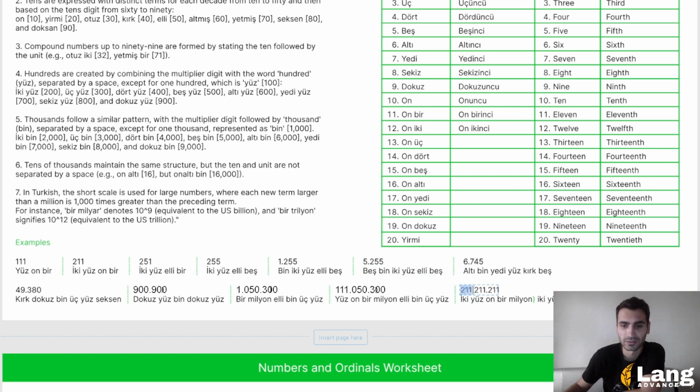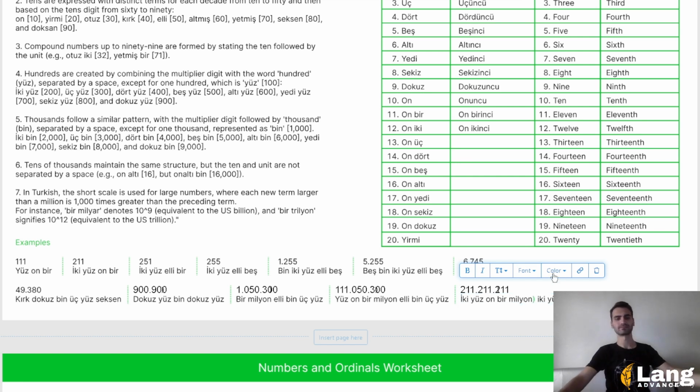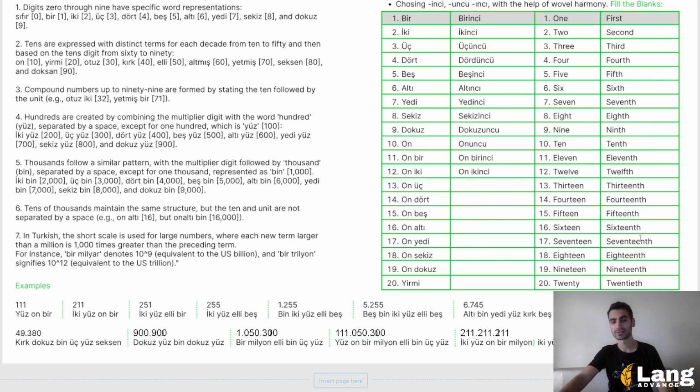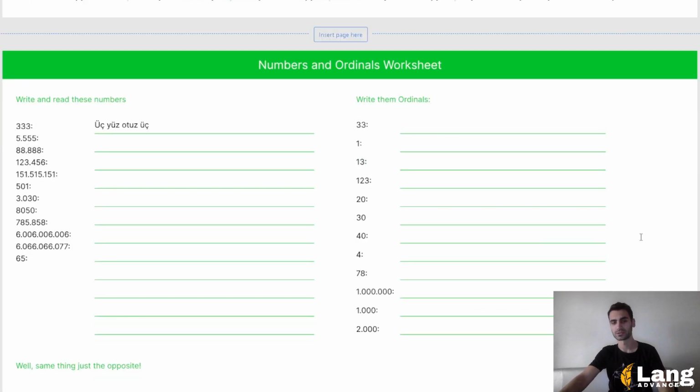Here, 211.211.211. And this is the end of the numbers.